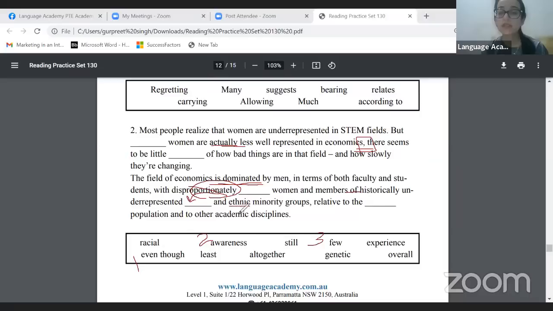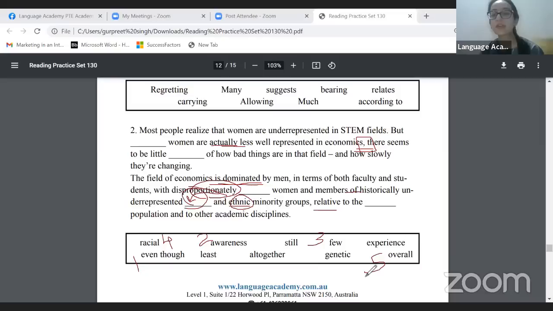So any word which can tell us a type of group, which is racial, because ethnic also means something related to a basis of discrimination, and racial is also a basis of discrimination. And they say racial and ethnic groups relative to the dash population. Relative to the overall population means compared with the overall population, we only have few women from ethnic groups and racial groups. Overall population means out of the total number of people that we have in the economics field, there are only few women and few members of racial and ethnic groups.